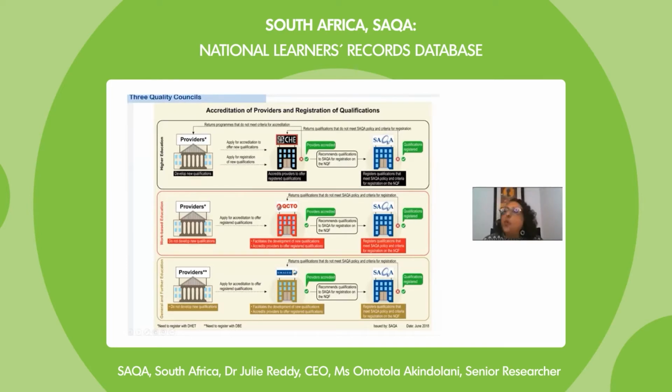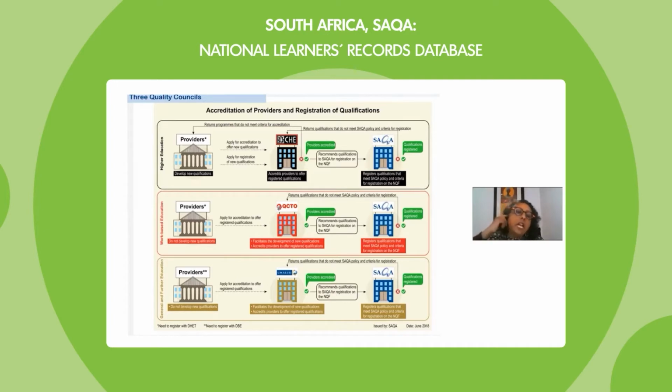In order to do our work, we need to work with our infrastructure partners, and we have 3 quality councils who are the quality assurers, which is the Council for Higher Education, the Quality Council for Trades and Occupations, and the Council for General and Further Education and Training. Next slide.